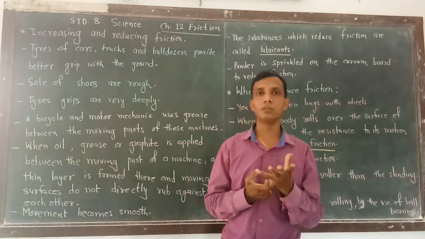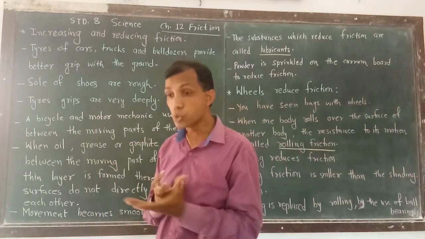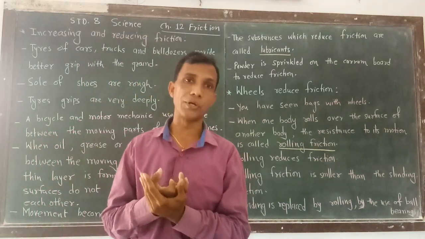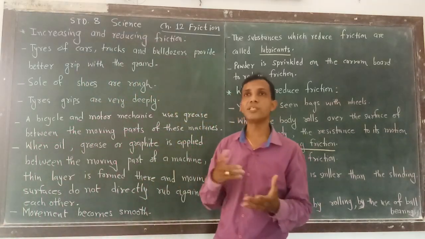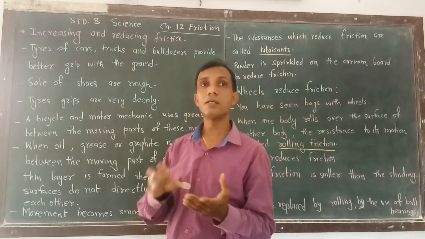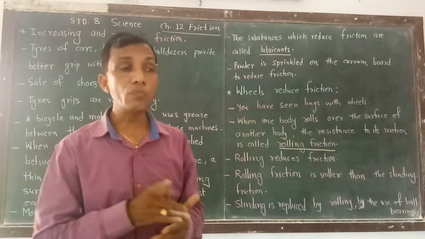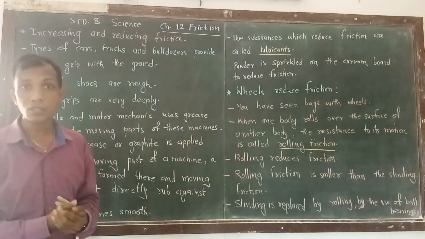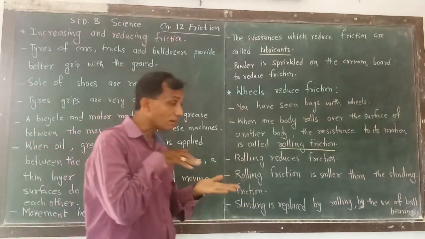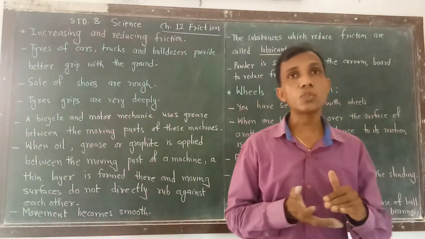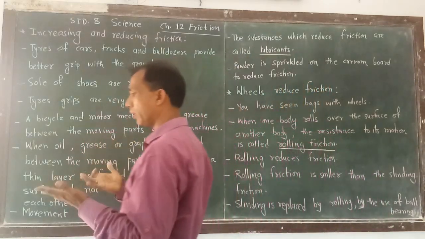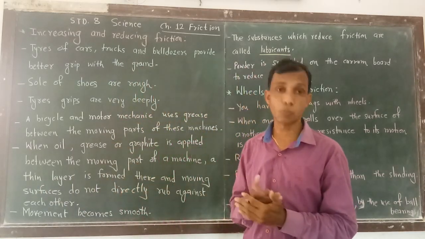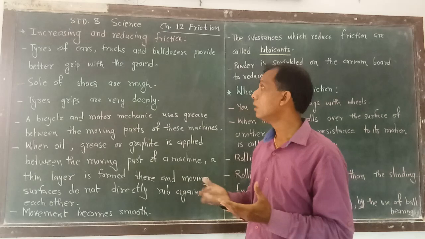Similarly, observe the sole of a chappal or shoe. You will see it is a very rough sole, because friction is produced. When you walk, friction is produced between the road and the surface of the sole, so we can easily walk and run with the help of this type of sole. If the sole is very smooth, we cannot run properly. We may slip sometimes because very little friction is produced.